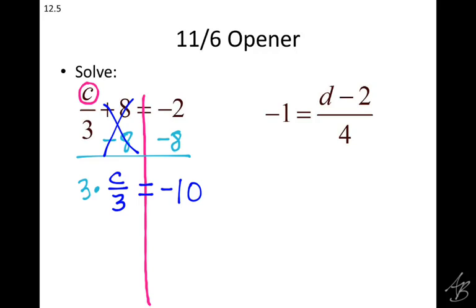Multiply by 3 on both sides. 3's cancel on the left, leaving C. Negative 10 times 3 is? Negative 30.